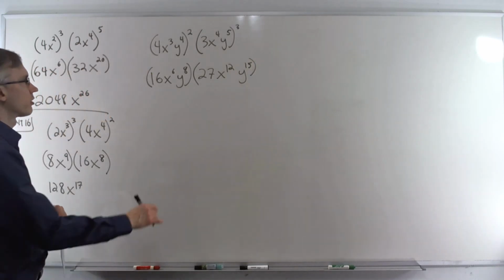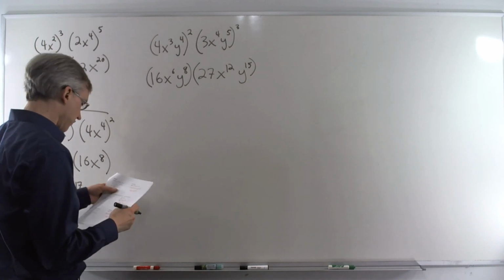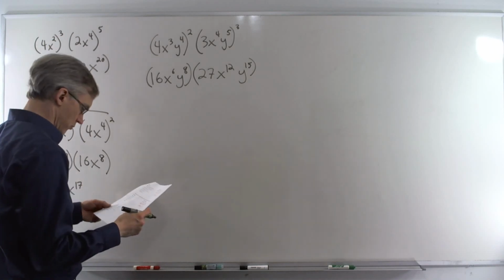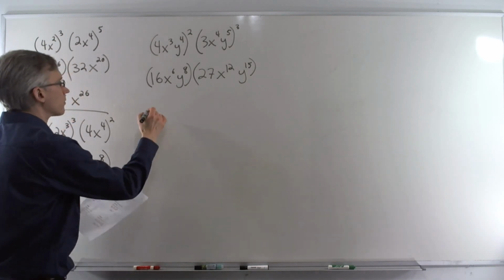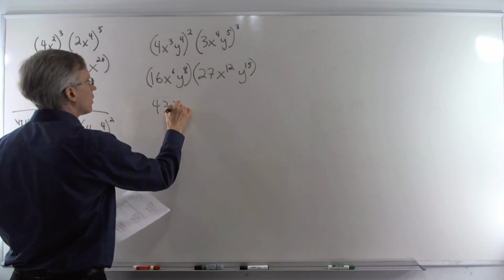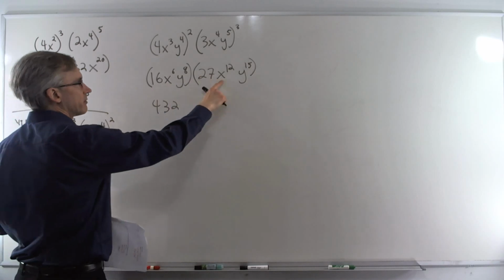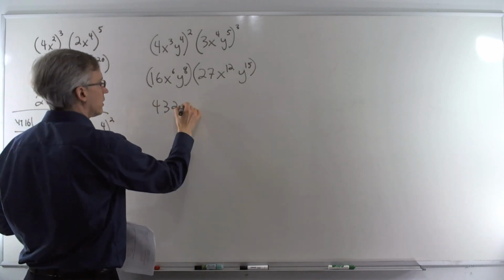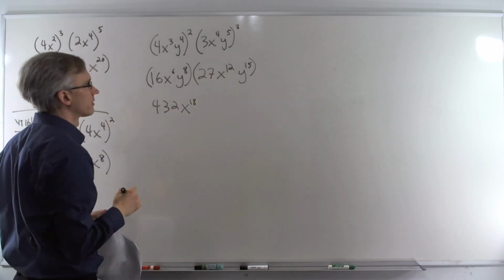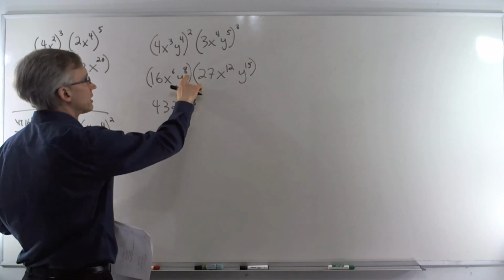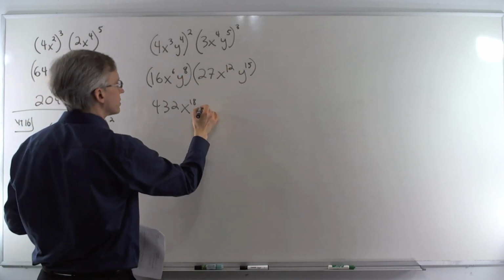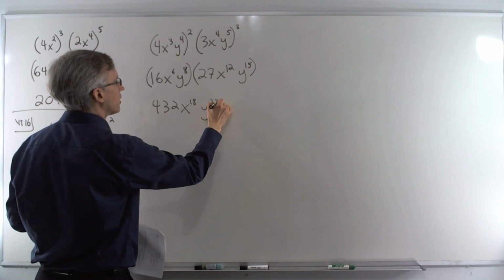All right, now we can multiply coefficients. 16 times 27, that is 432. Now we'll do x to the 6th times x to the 12th. Add those to get x to the 18th. And then the y's, 8 plus 15 is 23, so y to the 23rd power.